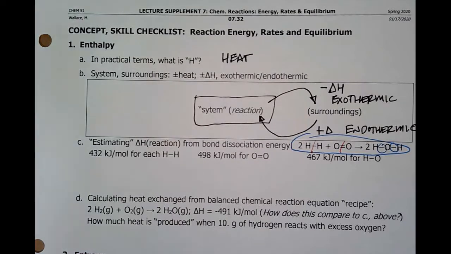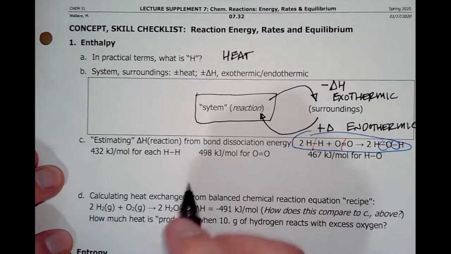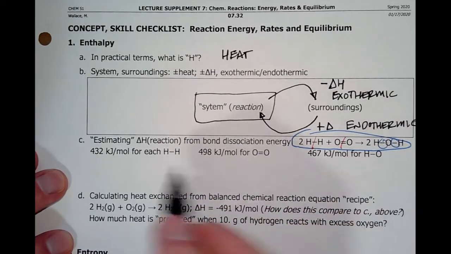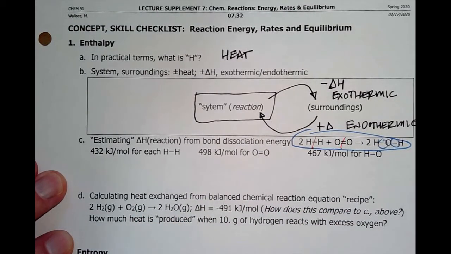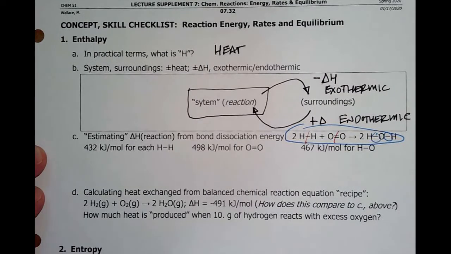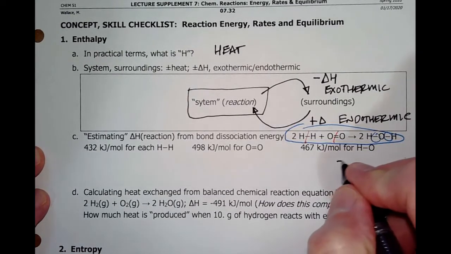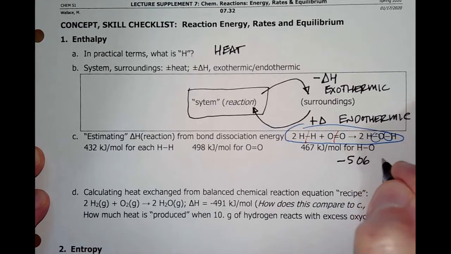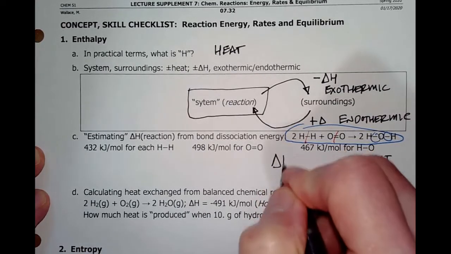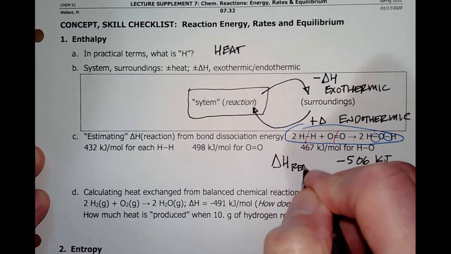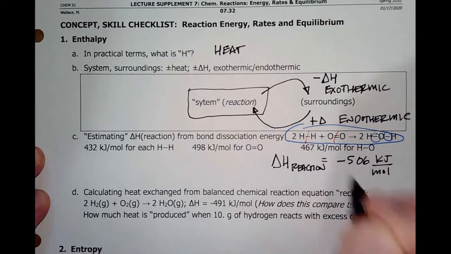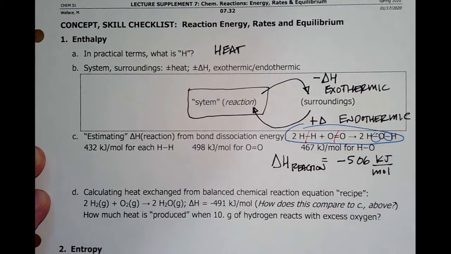So we said, let's do it like this. Actually what I'm going to do is I'm going to give you the answer, and then you give it a try. The answer for this is minus 506 kilojoules per mole, and that's delta H for the reaction. So try that. If you don't get that answer, text me, email me, I'll help you with it, but try to get that answer.